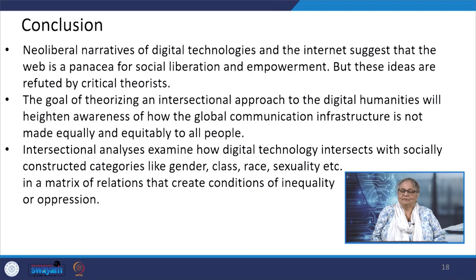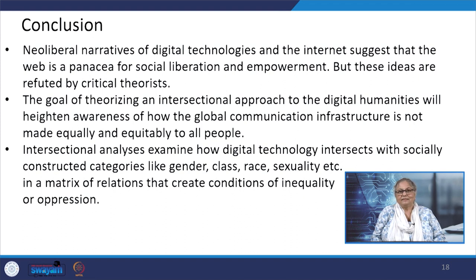It is important to understand that structural ways of racism and sexism specific to women, people of color, and other kinds of societal bias are encoded in algorithms. This is what Safiya Umoja Noble has termed algorithmic oppression or algorithms of oppression, which we will discuss in the next module. In short, there should be an intersectional internet infrastructure that resists the oppressive representations from the neoliberal narratives of digital technologies. Neoliberal narratives of digital technologies and the internet suggest that the web is a panacea for social liberation and empowerment, but these ideas are refuted by critical theorists.